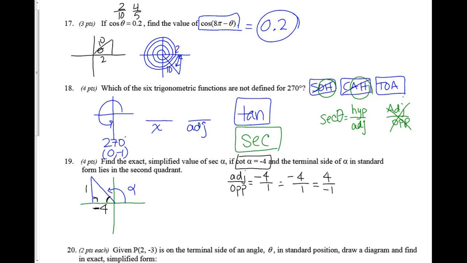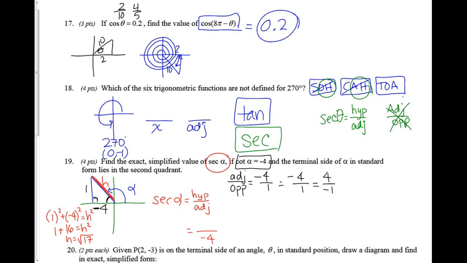All right, now it's asking me to find the secant of alpha from this triangle. The secant is the reciprocal of the cosine, so that would be the hypotenuse over the adjacent. Well, I know that my adjacent is negative 4 because I just found that in my picture. I don't know what my hypotenuse is right now. I've got to find the hypotenuse. I can find that by doing the Pythagorean Theorem. So I have 1 squared plus negative 4 squared is h squared. So negative times a negative is a positive. So my hypotenuse would be the square root of 17.